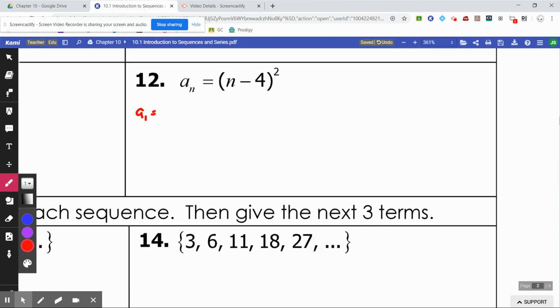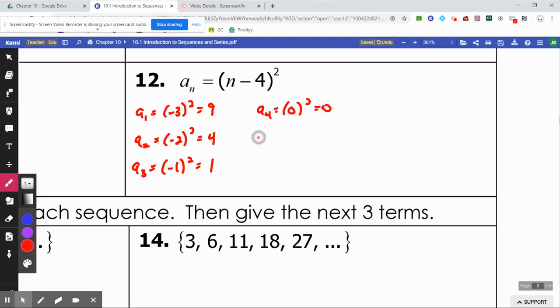A of 1 here would be 1 minus 4, which is -3 to the second, which would be 9. A of 2 would be 2 minus 4, which would be -2 to the second, which would be 4. A of 3 would be 3 minus 4, which is -1 to the second, which would be 1. That's some perfect squares there, 9, 4, 1. I think we're going to get 0 to the second on the next one, which would be 0. And then A of 5 would be 5 minus 4, which would be 1, and 1 to the second is 1 again.